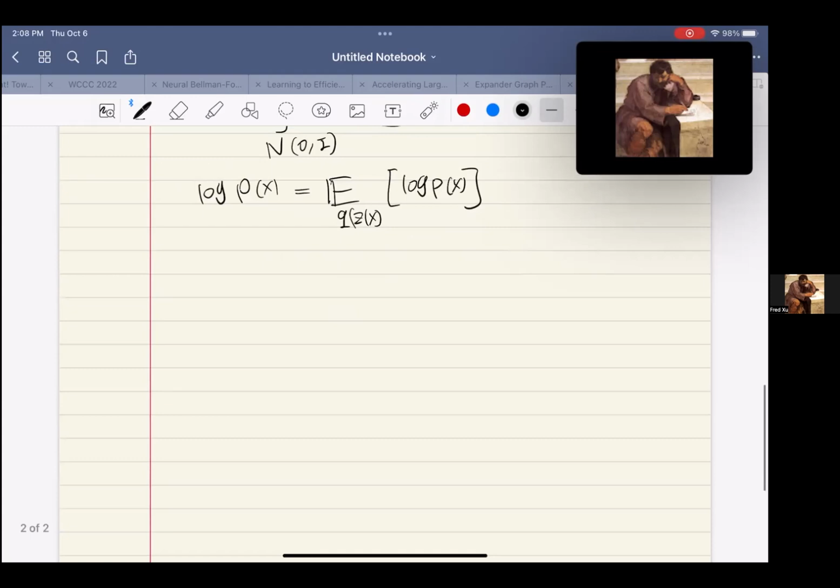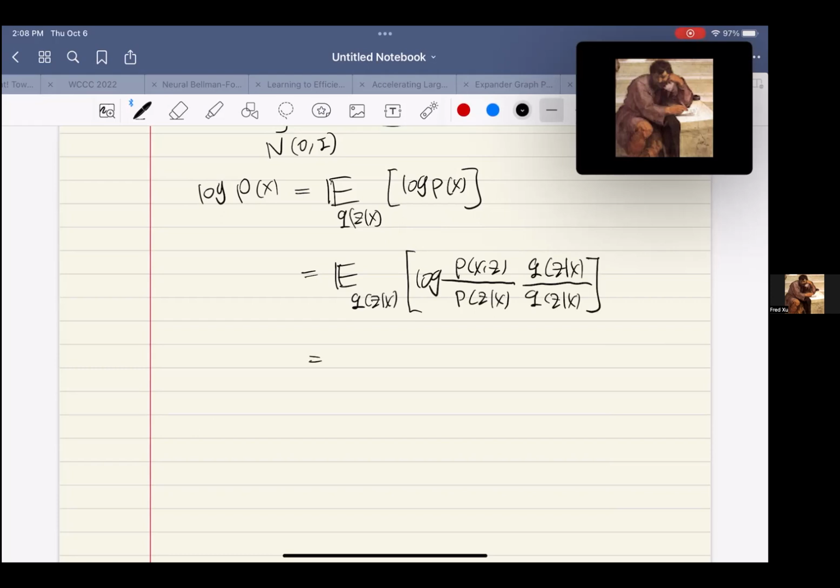And then we can invoke the product rule in probability to decompose this term further by using the joint distribution over the posterior distribution of Z given X. And we do some tricks to write the variational distribution here, and we rearrange the terms a little bit to obtain two terms. The first term is the joint distribution on top and the variational distribution at the bottom. The second term is the variational at the top and the true posterior distribution at the bottom.